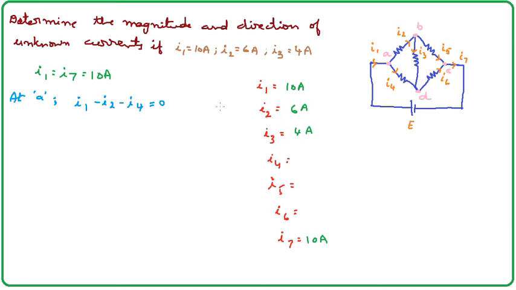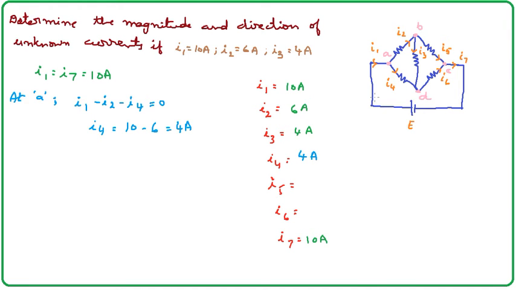Now I know I1 is 10 and I2 is 6. Therefore I4 is equal to I1 minus I2, which is 10 minus 6, equal to 4 ampere. So the current I4 is 4 ampere here. So this part I know now.